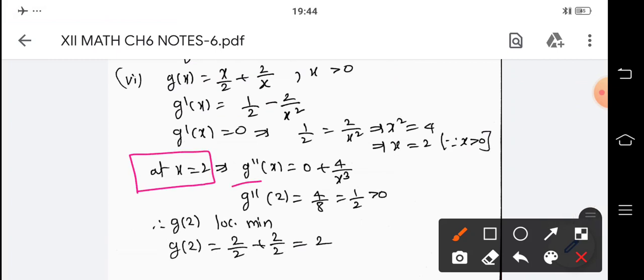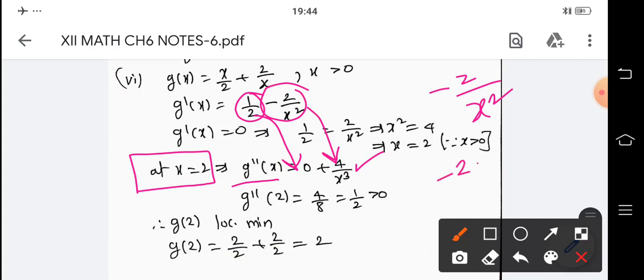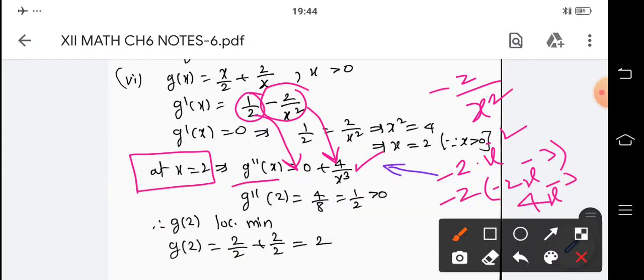G double dash of x we have to find out first of all. It is 4 by x cube, because the derivative of 1 by 2 is 0, and the derivative of minus 2 by x square is plus 4 by x cube. Using the power method, minus 2 into x power minus 2 gives minus 2 into minus 2 x power minus 3, which is 4 x power minus 3, which is 4 by x cube. So g double dash of 2, because critical point x is equal to 2 we got.